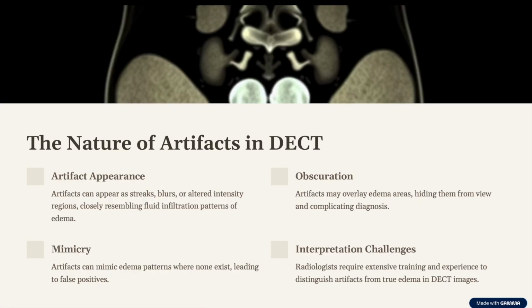Moving on to the next slide, we will now learn the nature of artifacts in DECT. While powerful, the reconstruction process and the physics of DECT can lead to various artifacts. These can manifest as streaks, blurs, or regions of altered intensity. The critical problem, as mentioned, is their appearance. In DECT images of bone, these artifacts can closely resemble the subtle patterns of fluid infiltration associated with edema.